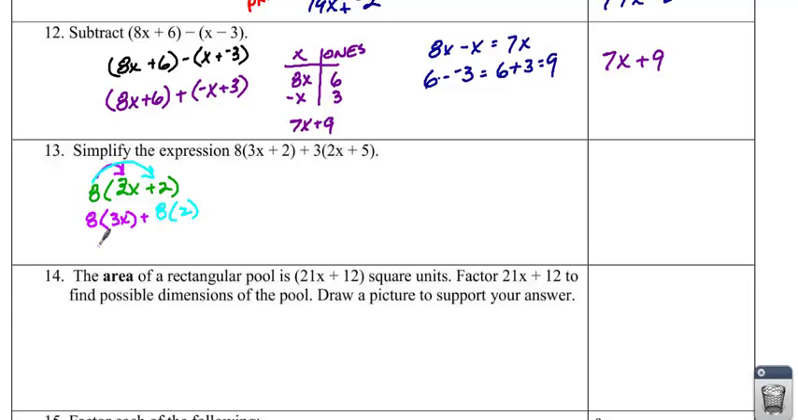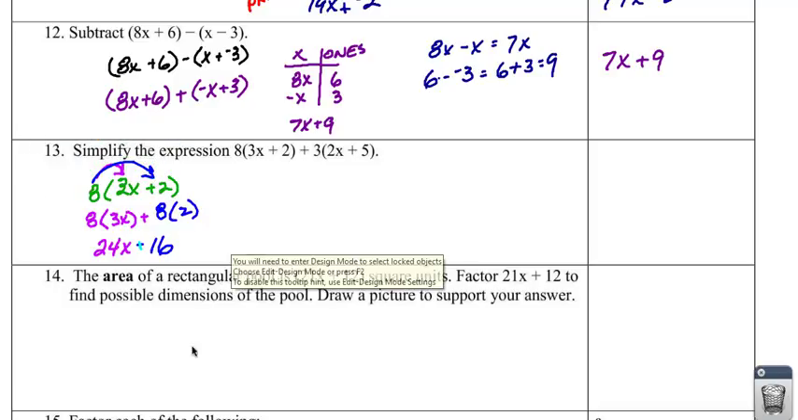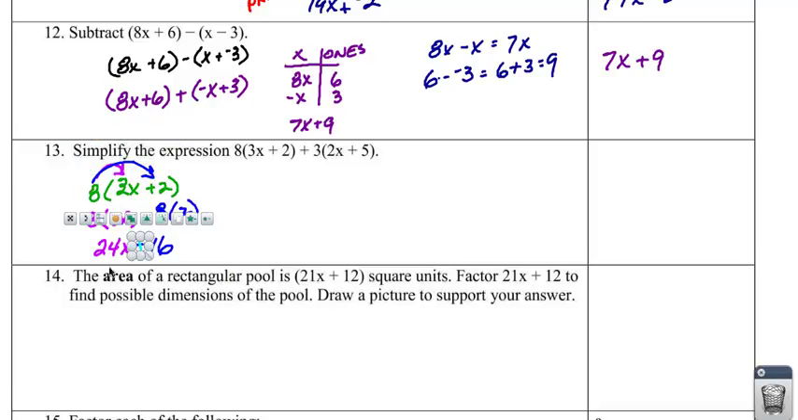8 times 3x is 24x plus 8 times 2 is 16. I'm just going to change the color on this last one because I know some of you put your screens on really dim, and I don't want you to not be able to see it. That last little plus right there. Nice. All right, so that's my first one.